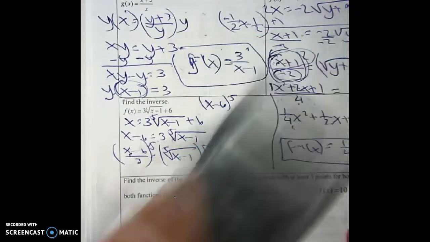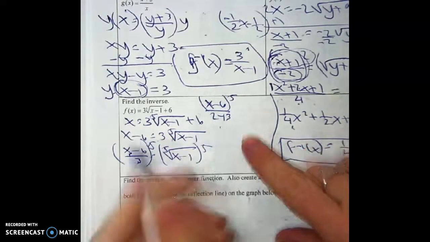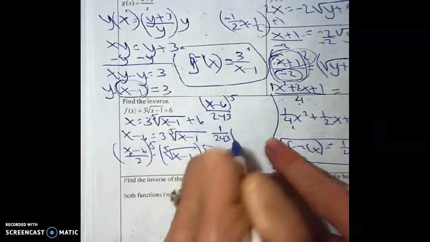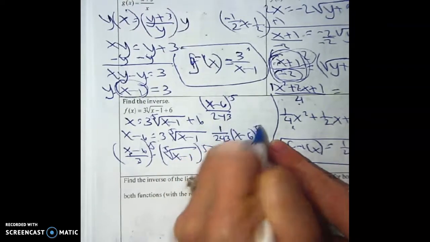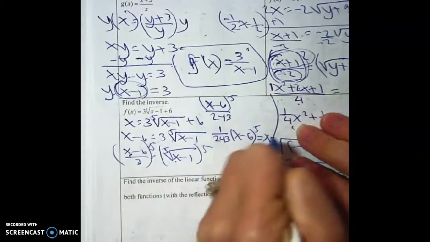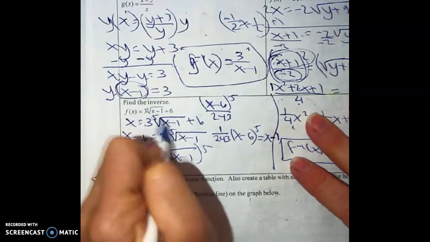Okay, so it's over 243, but that's ugly too. So you rewrite it as 1 over 243 times (x minus 6) to the fifth power, all equals x minus 1. Oops, wait a minute, something happened here. I got too many x's. Sorry, something you noticed probably.